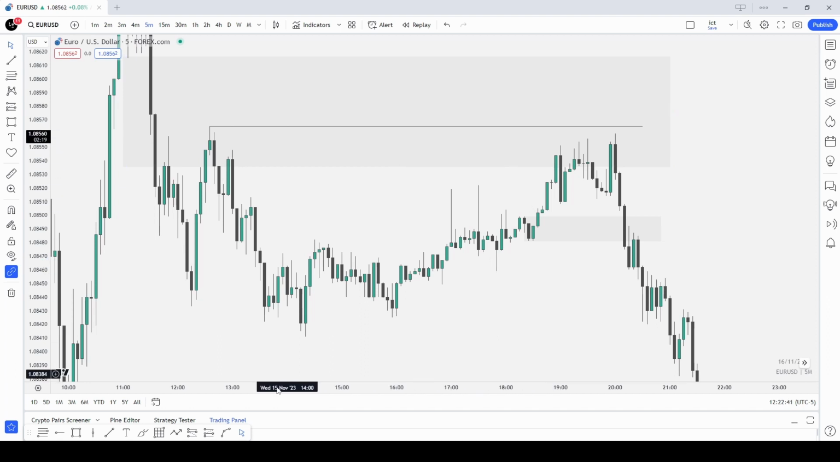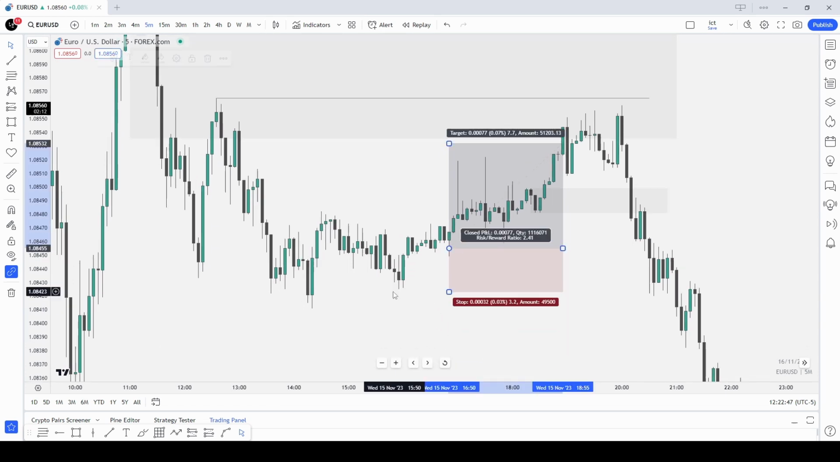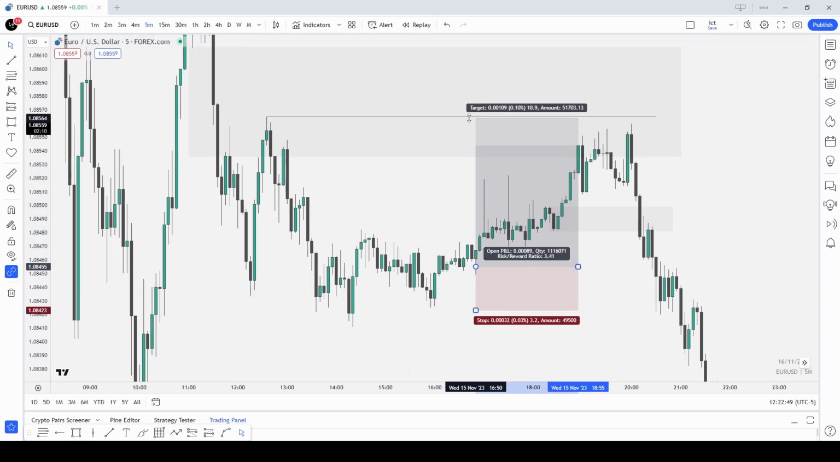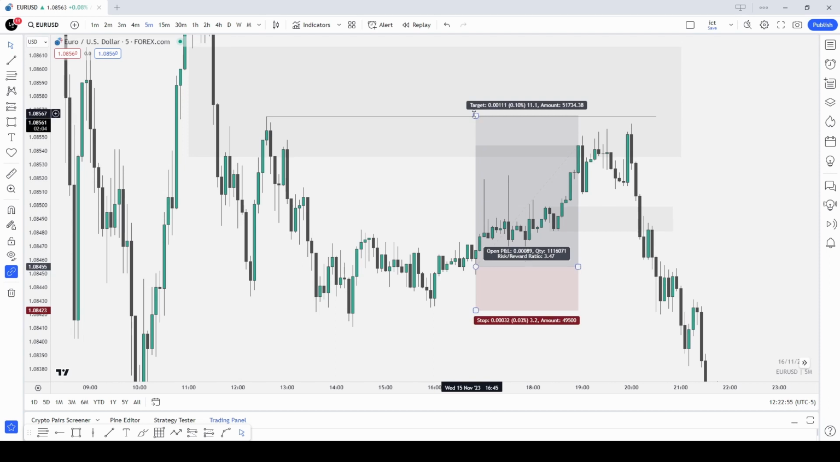Let's say you were in a buy from back here, for example. Let's say you bought this candle here, you had your stop loss below the low, and then your take profit was this high, as that makes the most sense. As we all know, liquidity rests above the highs, so that would be a logical take profit.